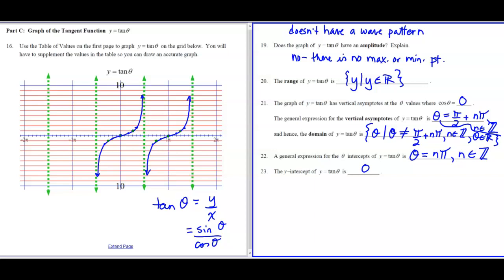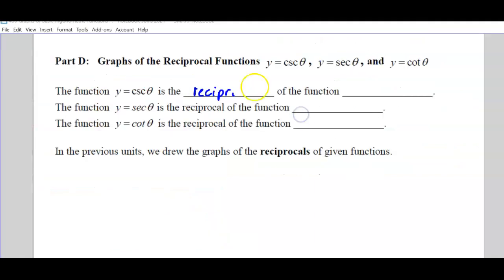We are going to leave it there, and we'll do reciprocals tomorrow. So, continuing on with graphs of trig functions, we've done sine, cos, and tan. For reciprocals, y equals cosecant theta is the reciprocal of the function y equals sine theta. Secant is the reciprocal of y equals cos theta. Cotan is the reciprocal of y equals tan theta.